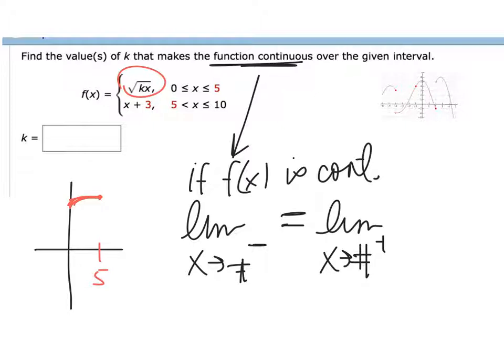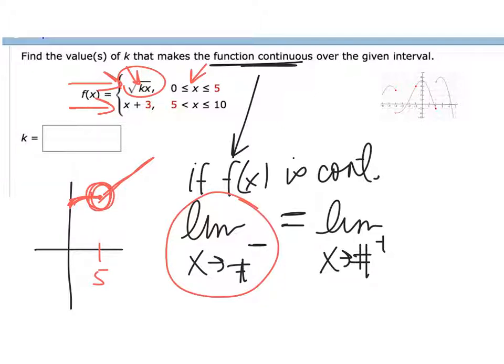So what value for k? K is not the variable, x is the variable. K is a placeholder right now for some random number. What value for k will make that line fit right where the other graph ends? Basically, we want this bottom piece to start where this top piece stops. We want the limit as x approaches 5 from the left to be equal to the limit as x approaches 5 from the right.